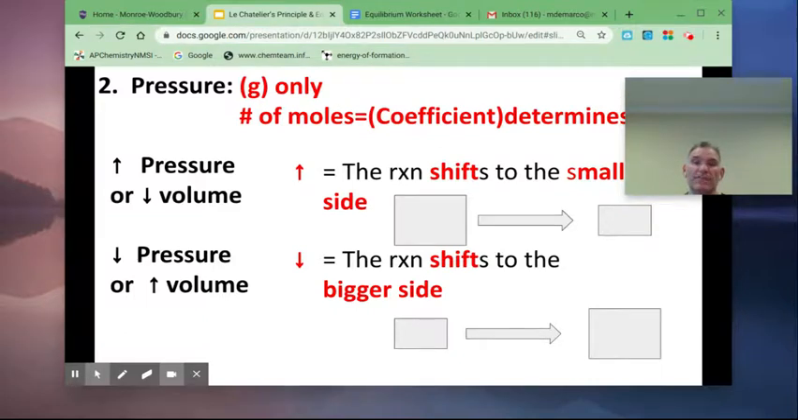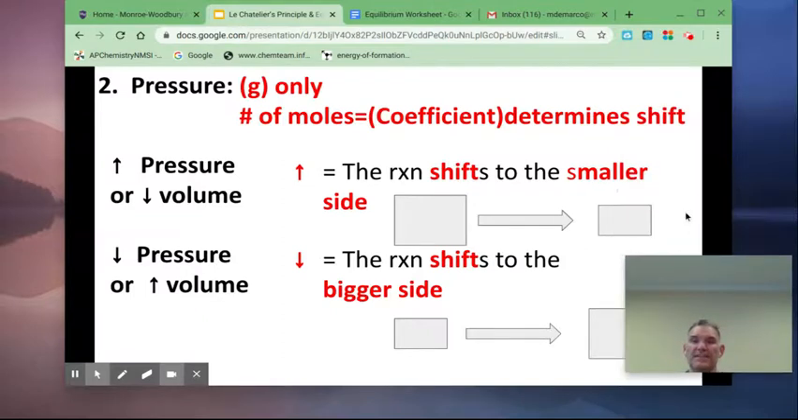So this one, you have to be careful because only gases affect this concept. So if something in a reaction is not a gas, you leave it out. You don't count it. You only count the reactants and products that are in the gaseous phase. All right. So let's take a look at the example.